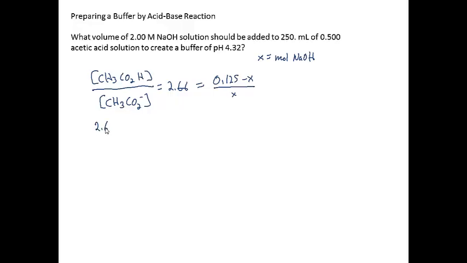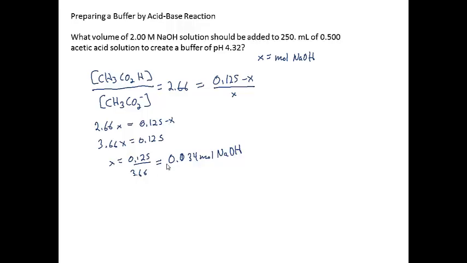So 2.66X equals 0.125 minus X. Therefore, 3.66X equals 0.125. X equals 0.125 divided by 3.66, and that equals 0.034 moles of sodium hydroxide. So that's how many moles of sodium hydroxide we need to add to convert acetic acid into acetate ion to get to that ratio that we want.